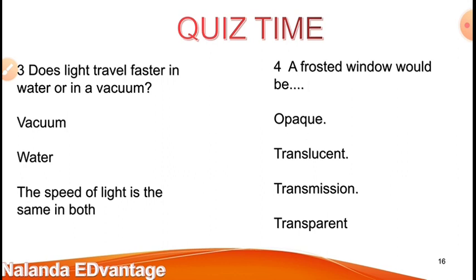Question number 3. Does light travel faster in water or in a vacuum? So the answer is, we say that light is a transverse wave. It does not depend on the medium. However, in a vacuum, it travels fastest, and then on to other mediums. Question number 4. Will a frosted window be opaque, translucent, transmission or transparent? Hence, a frosted window will not allow all the light to pass through, but it will be translucent in nature.